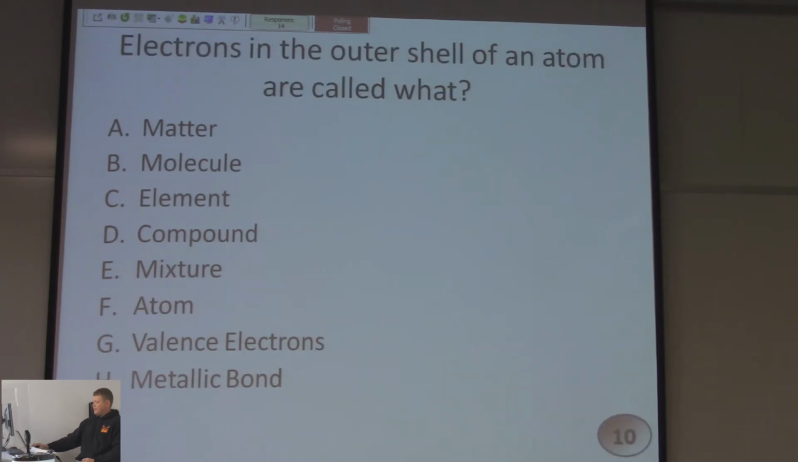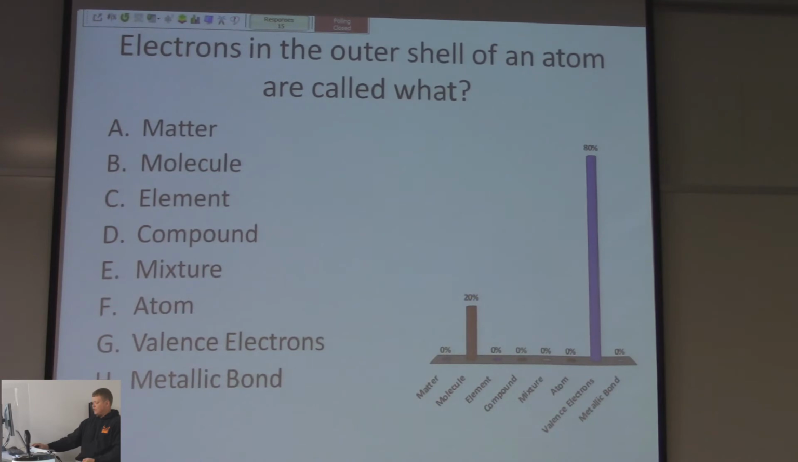Electrons in the outer shell of an atom are called what? Matter, molecule, element, compound, mixture, atom, valence electrons, or metallic bond? I know what the answer is. It's G, valence electrons. 80% of you were 100% correct.